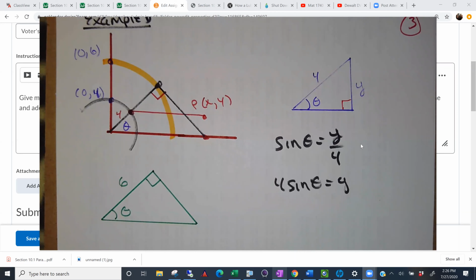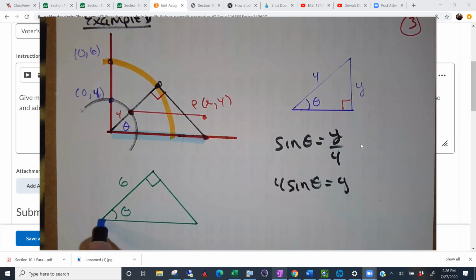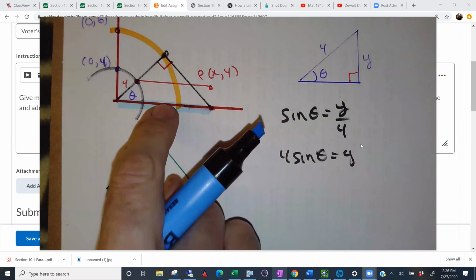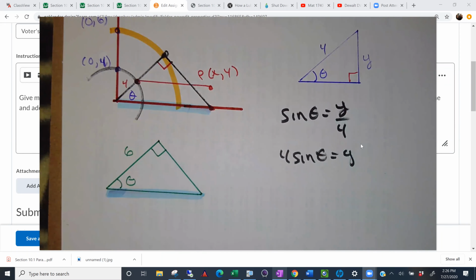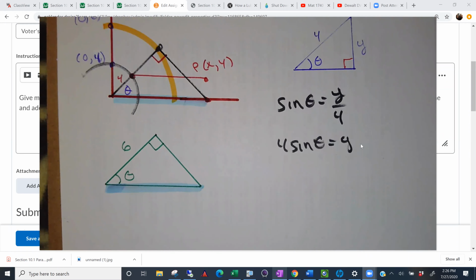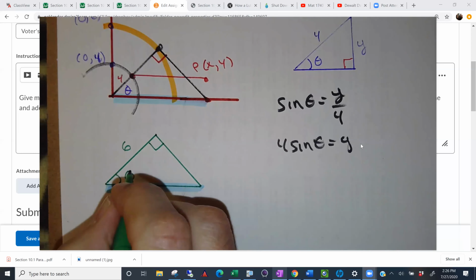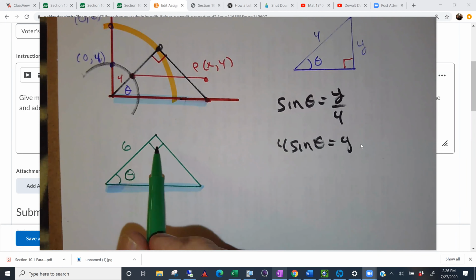Let me see if I can do it this way, so I try to color coordinate these things. The x-axis here and here, the same. I need to know the x-coordinate, which basically means knowing the length of the hypotenuse here. So you look at that and say, okay, well, I want this side. But where you have to be careful is in working with this. This is your right angle.